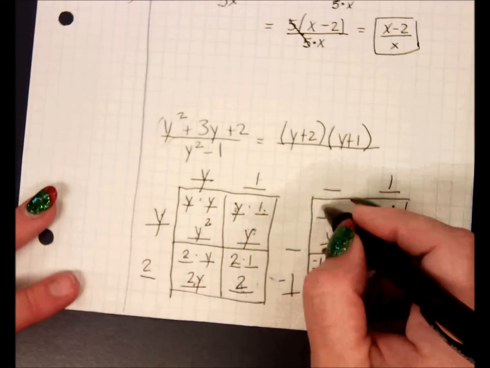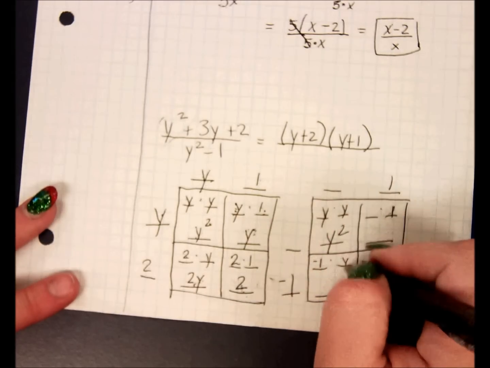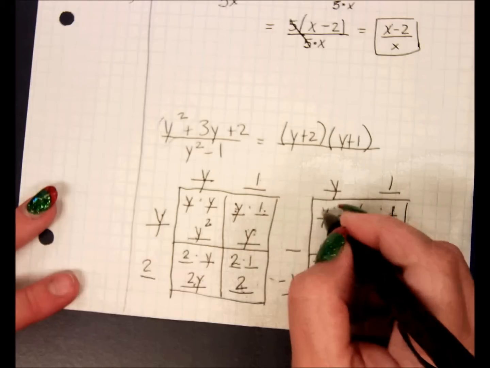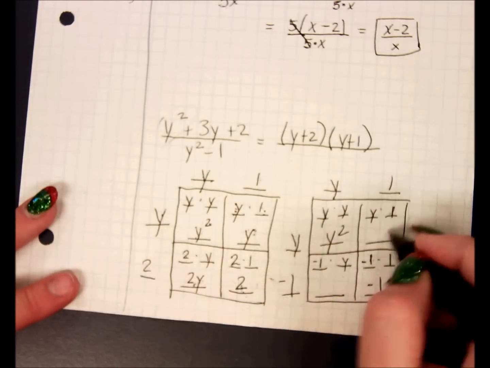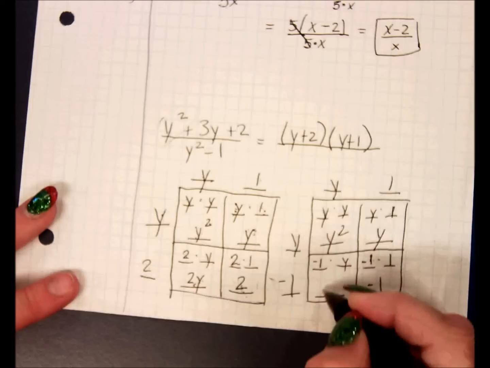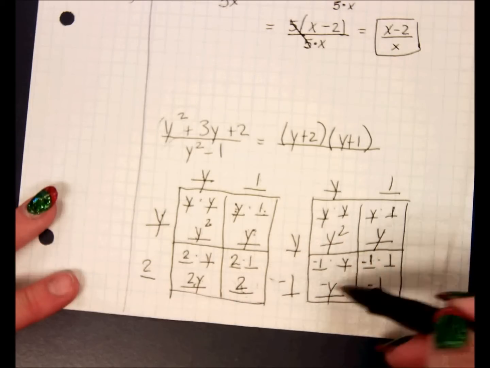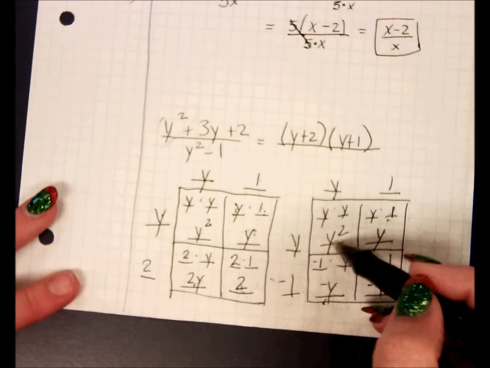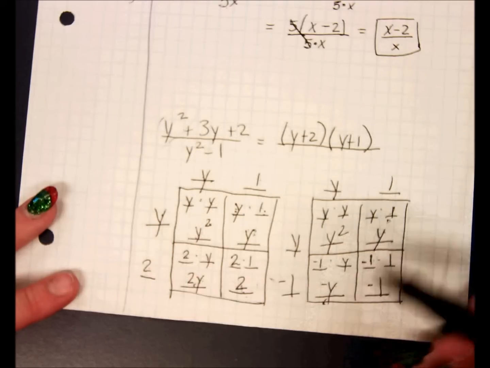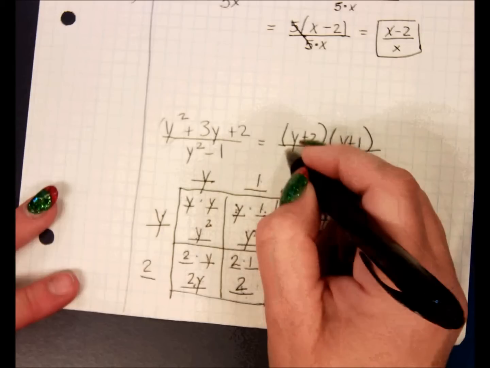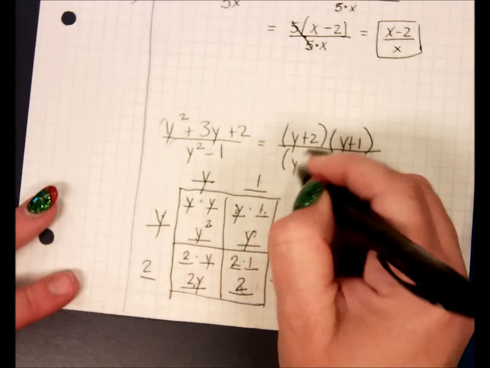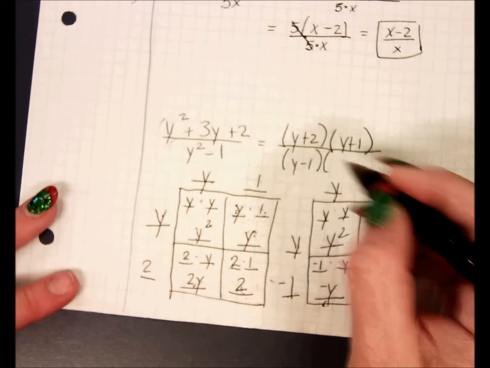Y squared is y times y. Column here, y, and y. Now when I multiply here, I get a positive y, and here I get a negative y. When I add these two together, I get 0, and I have y squared, 0 in the middle, and -1, so I know I'm right. When I'm factoring then, I have y minus 1 and y plus 1.